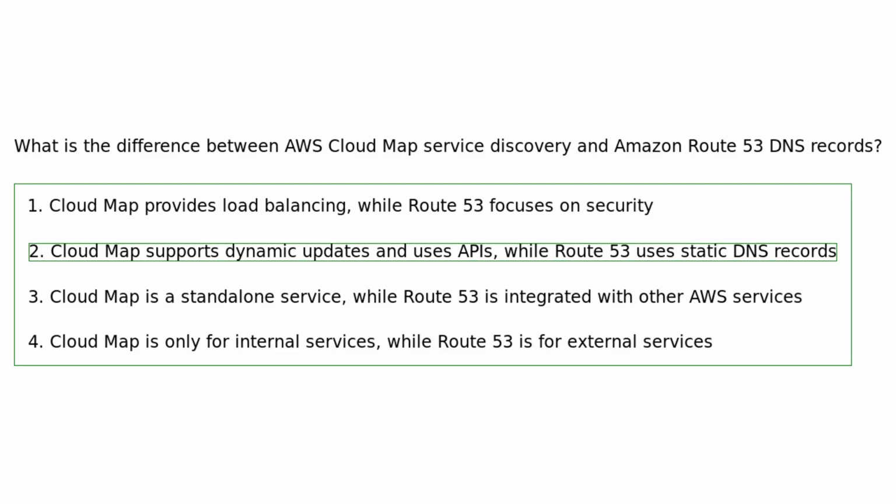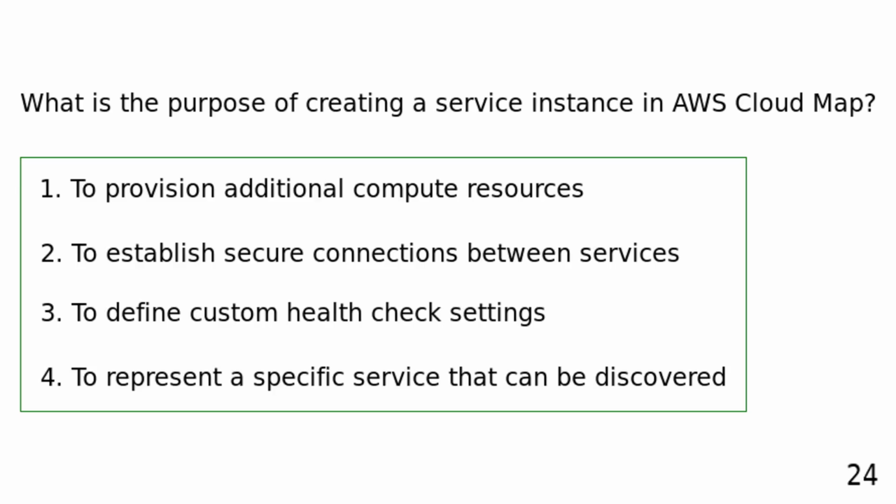The main difference is that AWS Cloud Map supports dynamic updates through APIs, allowing for automatic service discovery and registration, while Route 53 uses static DNS records for traditional DNS management. What is the purpose of creating a service instance in AWS Cloud Map?